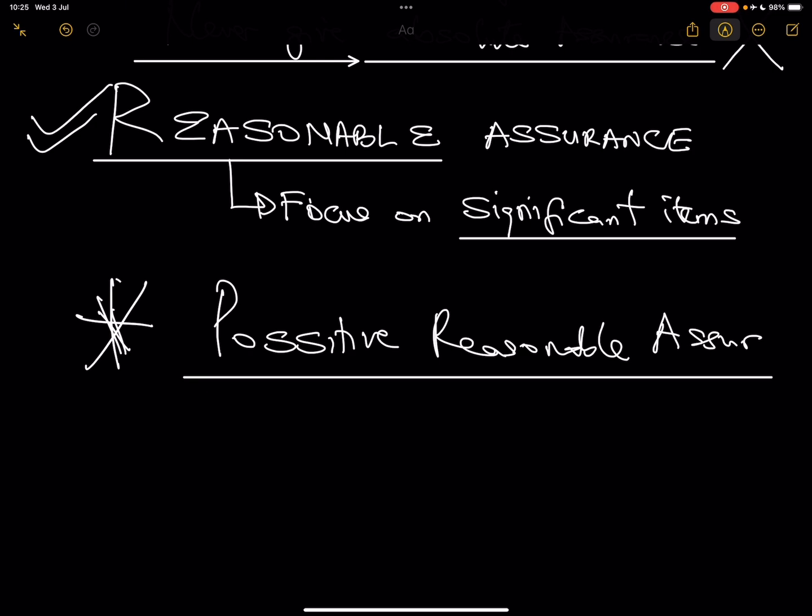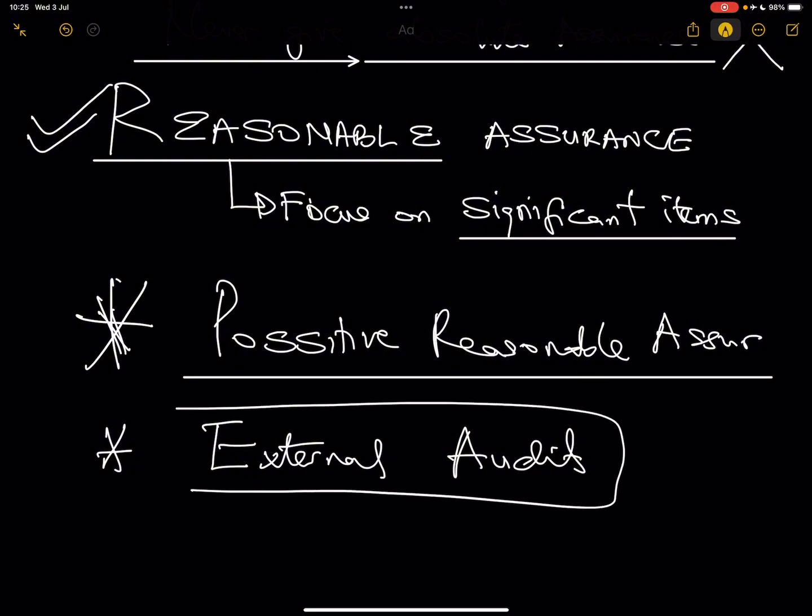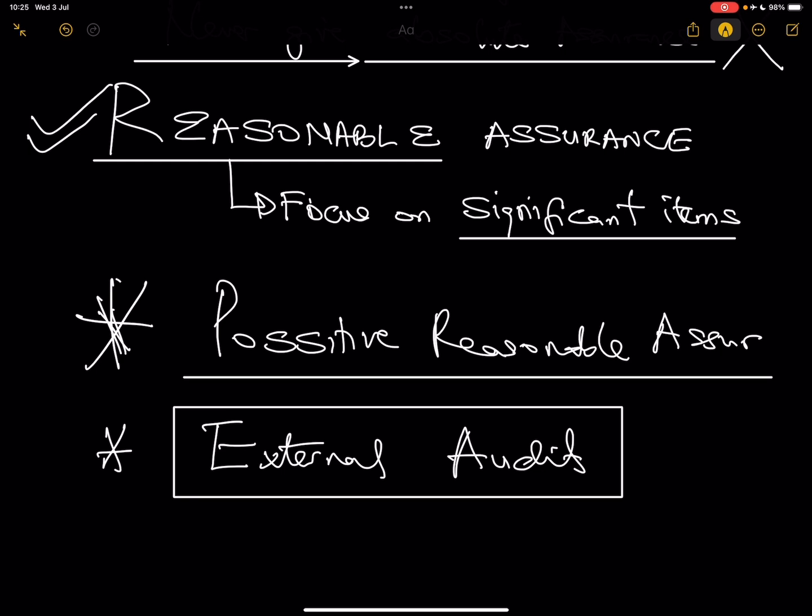And here, our focus is on external audits. Remember, there are two types of audit: external and internal. Internal audit is done by the staff of the company. External audit is done by a third party. So external audit is who you are. You are an external auditor. So our focus is on external audit, which is also called the statutory audit because it's mandatory for listed entities.